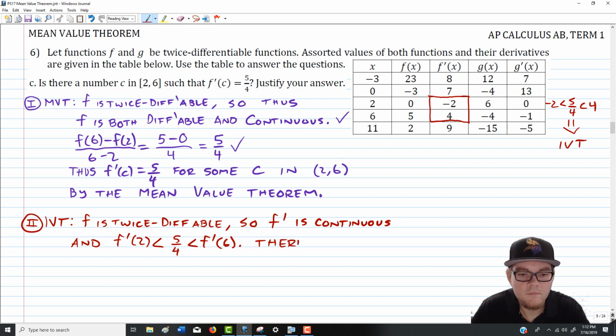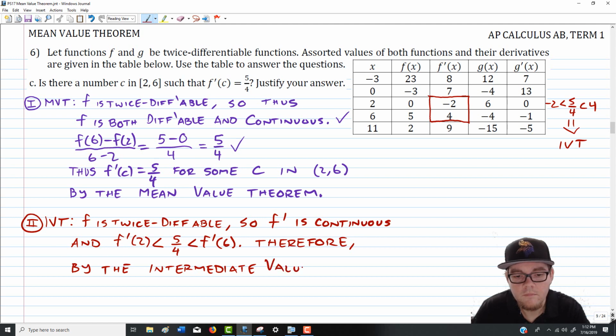Therefore, by the intermediate value theorem, I don't want to write the word intermediate value theorem, but here I am. If I just complain the entire time, it makes it go faster. Intermediate value theorem.